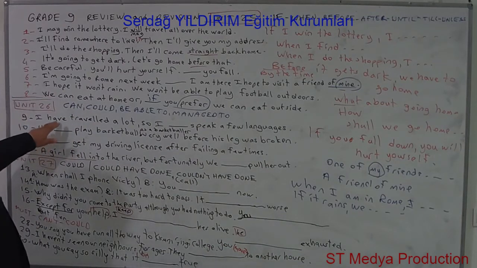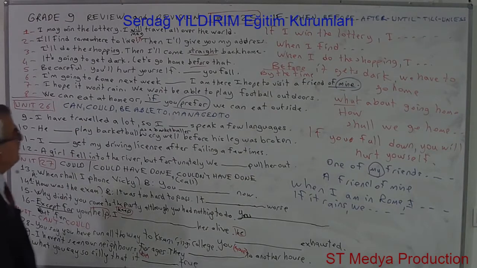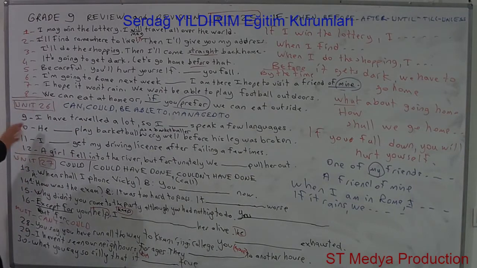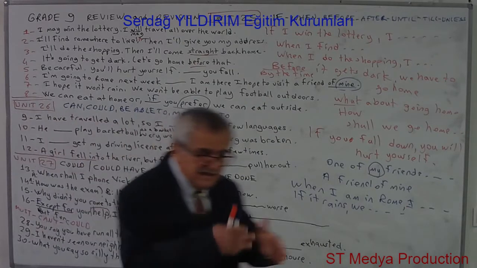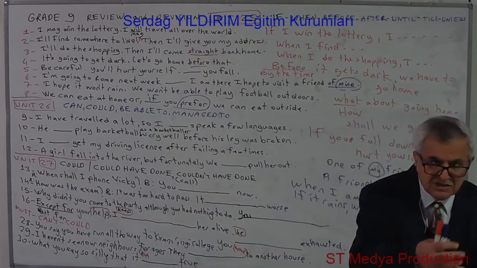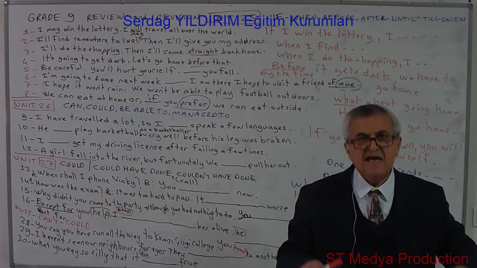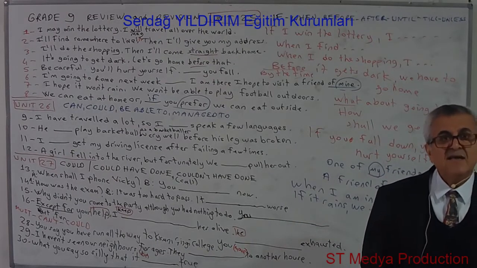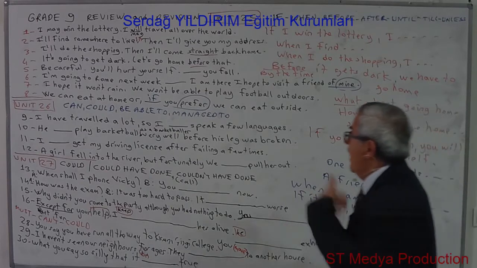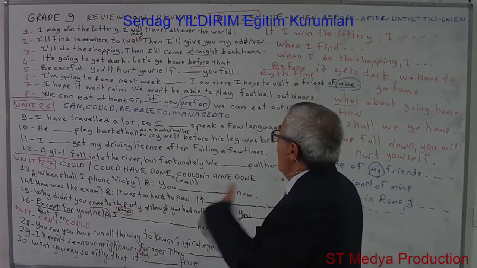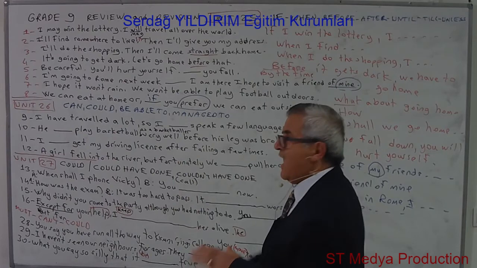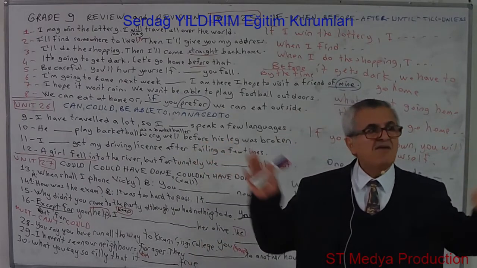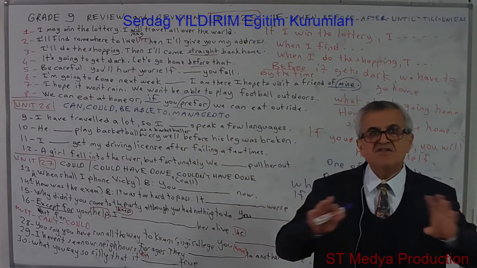Nine: I have traveled a lot, so I speak a few languages. You know, present perfect tense shows us it began to happen in the past, but at the present moment it is still going on, my friends. So I still go on traveling. I haven't given it up. I haven't stopped traveling.